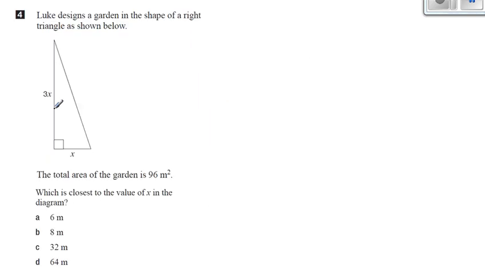Luke designs a garden in the shape of a right triangle as shown below. The area of the garden is 96 meters squared. What's the value of x? So area, we know that the area of a triangle is base times height divided by 2.